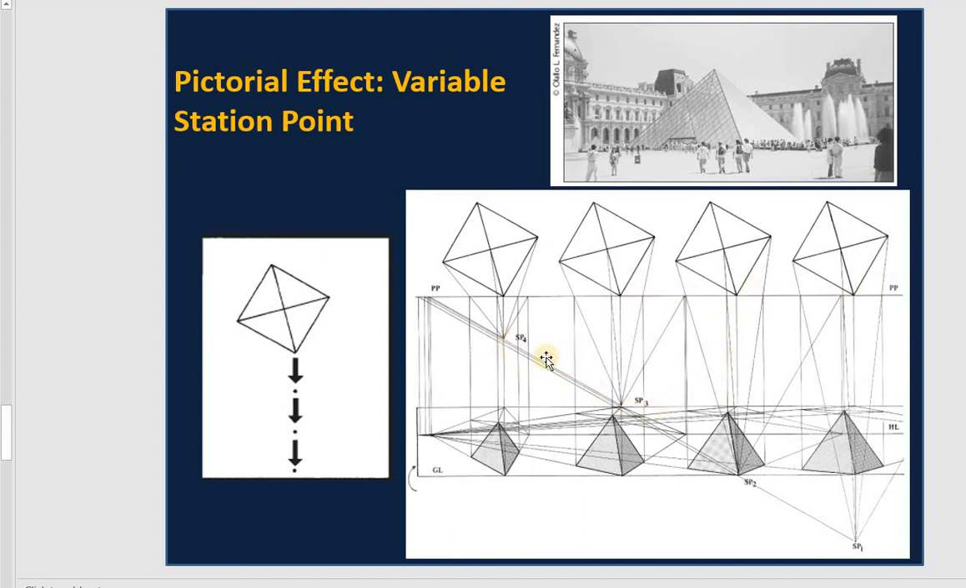For example, the standard point right here, right there, right here, and right there, and the side from the view is also different. This is an example from the Louvre museum in France, with the glass pyramid outside and the museum inside here also.